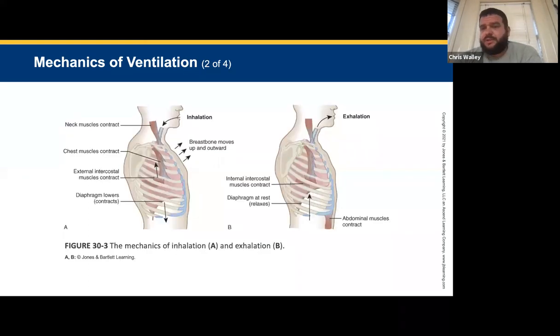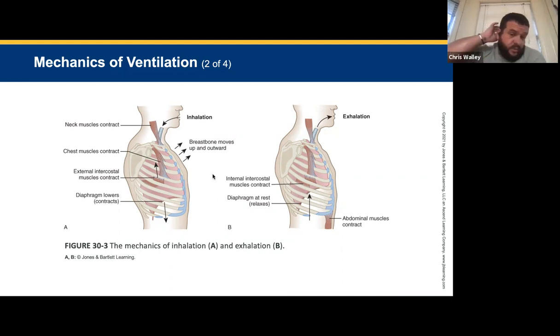All right, so the illustration right here shows the anatomy of the thoracic cavity during inspiration. As you can see here, it is relaxed right here, and then the diaphragm goes down, so it contracts. You can see how the breastplate moves up and outward. The intercostal muscles contract, and that's helping you with inhalation.